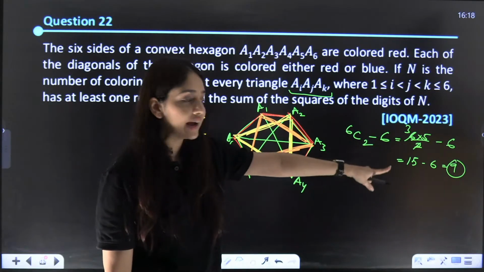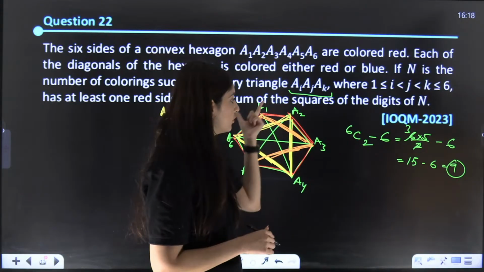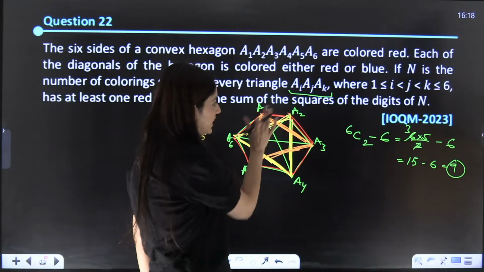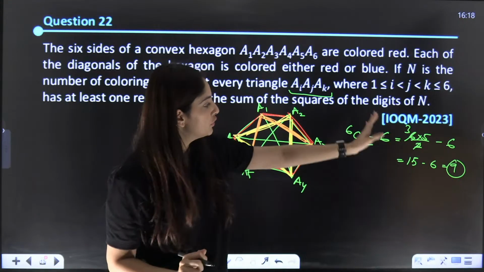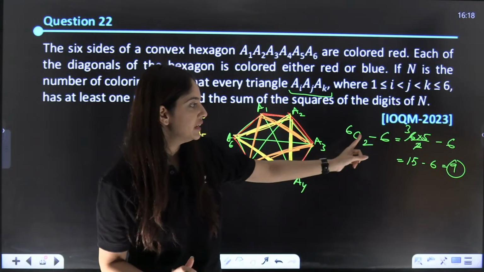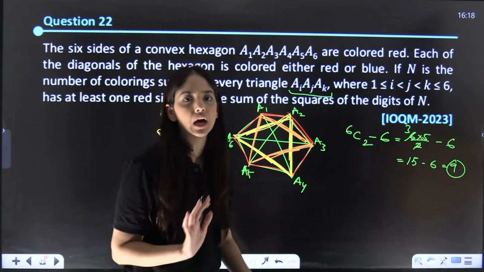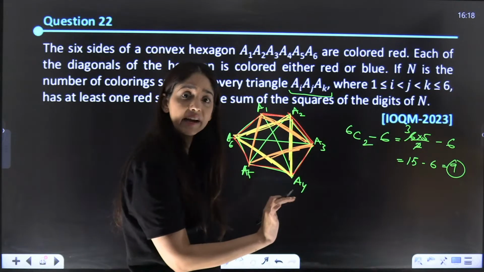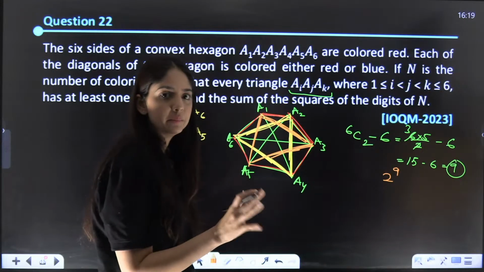How did we get the 9 number? Because in how many ways can we connect 2 of these 6 points? 6C2, out of which we will also get A1, A2, A2, A3, and so on, right? So we will subtract 6 and the remaining 9, 15 minus 6, 9, that will be the number of diagonals that we have, and we have to color these. So total ways of coloring these 9 diagonals is 2 raised to power 9, right? Because they can be either red or blue.